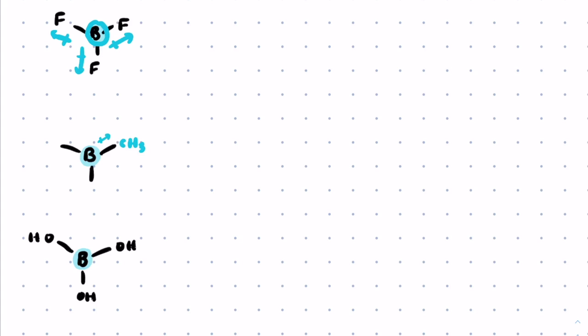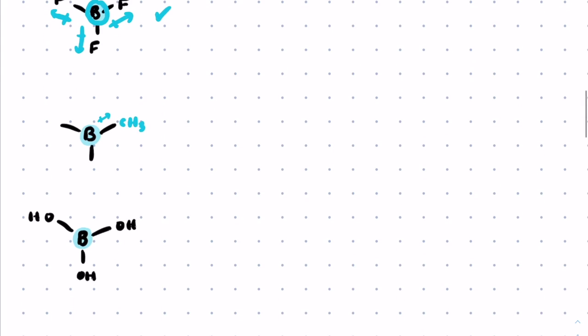Now, this is still an incomplete octet, which still makes it a pretty strong electrophile. But it's not going to be as strong as this one, which is having electron density actively pulled away from it by the fluorine. So as of right now, this is the winner so far, the top compound. And then if we look at the bottom one, we'll actually see that there's resonance possible here, such that the boron doesn't even have an incomplete octet in the contributing resonance structure.